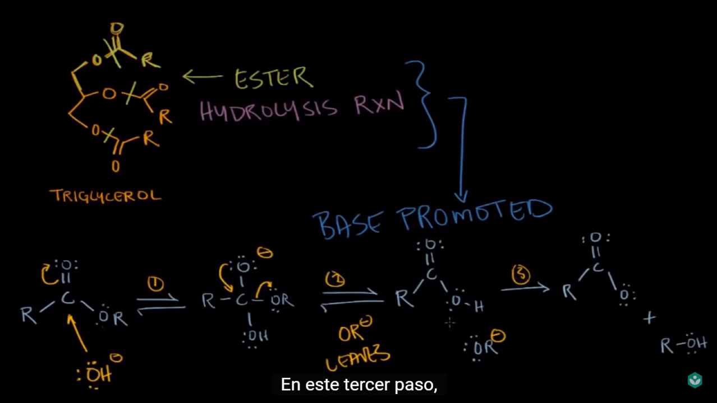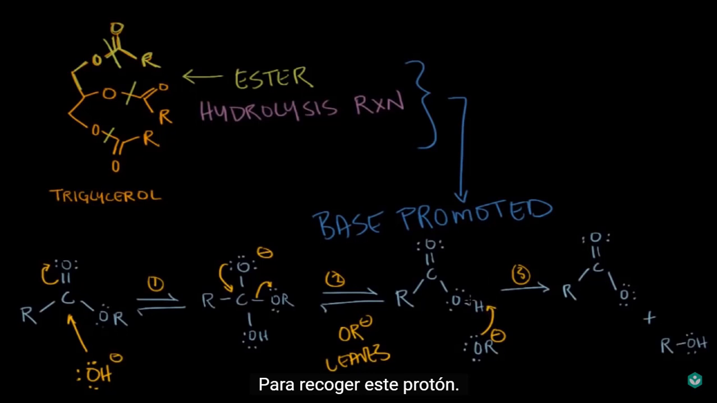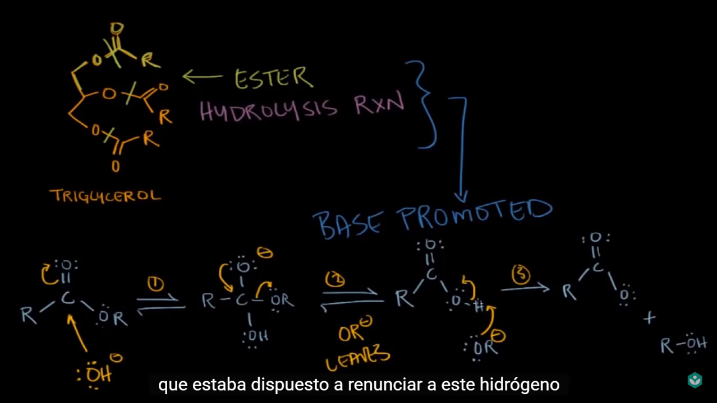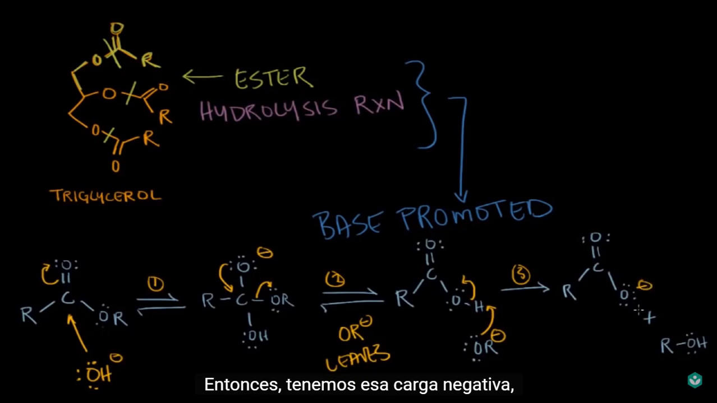In this third step, we have an acid-base proton transfer. So this OR group, this strong base, is going to pick up this proton, and these electrons are going to move back onto this pretty electronegative oxygen, which was willing to give up this hydrogen because it's such a strong acid, and you end up with a product of a carboxylate anion. So we've got that negative charge, and then our alcohol. So this would be the base-promoted ester hydrolysis reaction, and you can see that this is the bond that we're breaking. We've broken that bond right here.